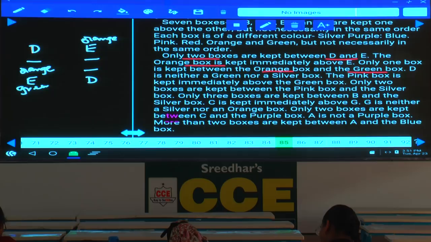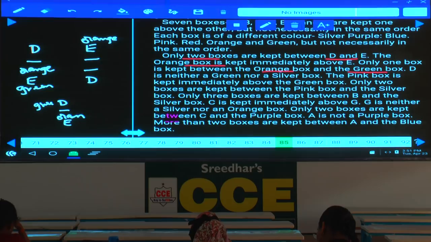Or the green box can be above this one. One more possibility in the first case itself. That means D is here and 1 and this is orange. If orange is here, then E is here. If E is here, then there must be exactly 1 box between orange and the green box. Hence D can be the green box. Are you following or not? D can be green. Hence in the first case itself we have got 2 different possibilities.